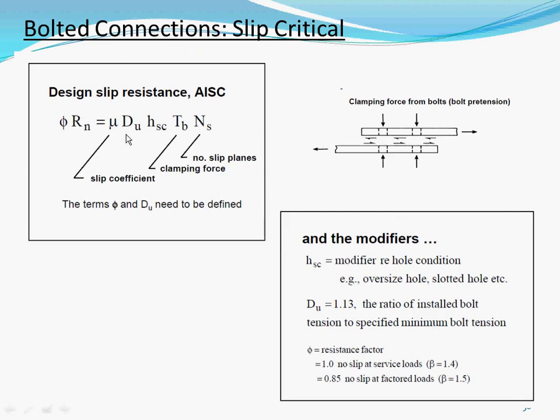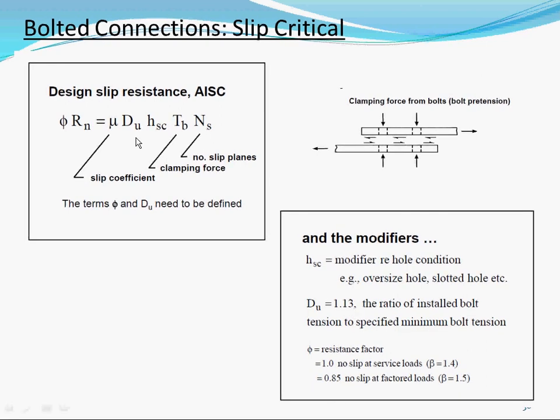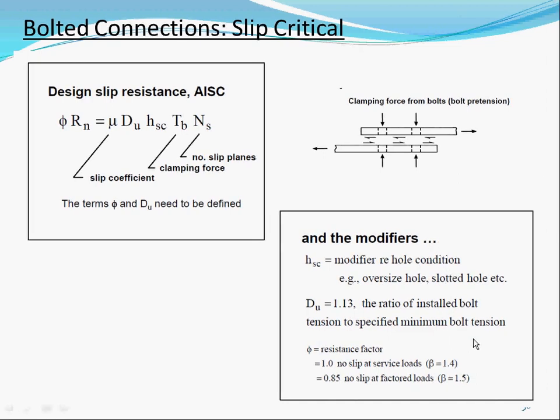The first one is the coefficient, the slip coefficient. D, I believe, is some sort of ratio: the ratio of installed bolt tension. Typically when you specify a bolt pretension, the guys out in the field install it with a gun, so you always get higher pretension. So they give you a 1.13 factor, so you could increase it. That's what that is. It's not one. They say the installed bolt tension is always higher than what you specify. That's what they say, 1.13.